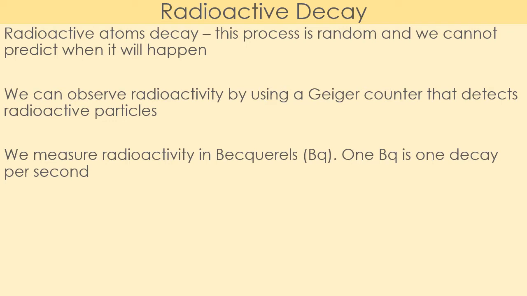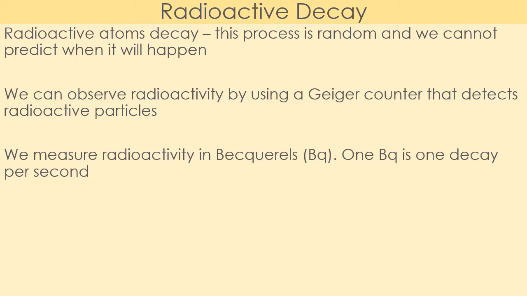And we measure radioactivity in something called becquerels. Becquerel, as you will remember, was the guy who Marie Curie worked for when she discovered radioactivity, and he got this unit named after him. So 1 becquerel is 1 decay per second. So on the Geiger counter, we will get 1 click per second, for example.